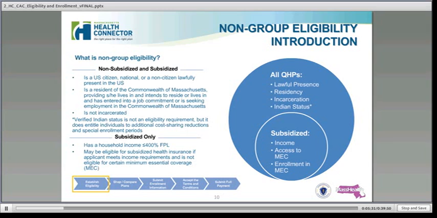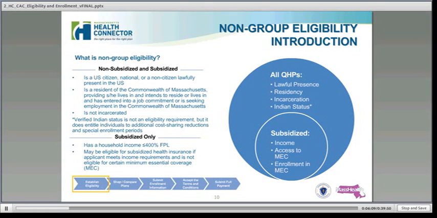For those seeking health insurance through mahealthconnector.org, whether they're seeking non-subsidized or subsidized, there are a couple of key pieces of information that we need to verify. This is the same for Health Connector and for Mass Health. First, we need to confirm that the individual is a U.S. citizen, national, or non-citizen lawfully present in the U.S. We need to know that the person is a resident of the Commonwealth of Mass. He or she intends to reside in Massachusetts. And we also need to confirm that the person is not incarcerated.